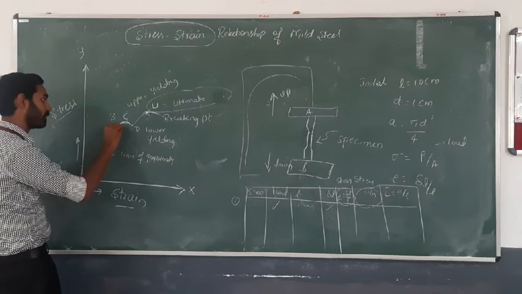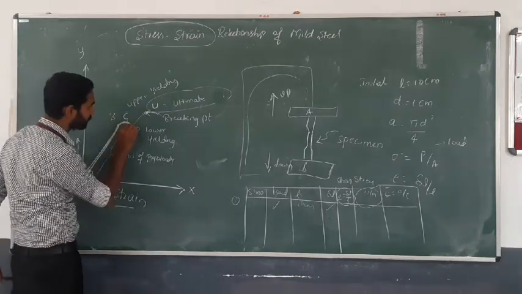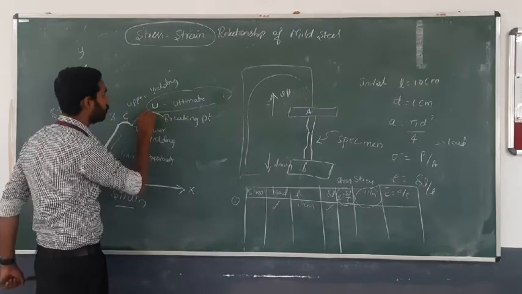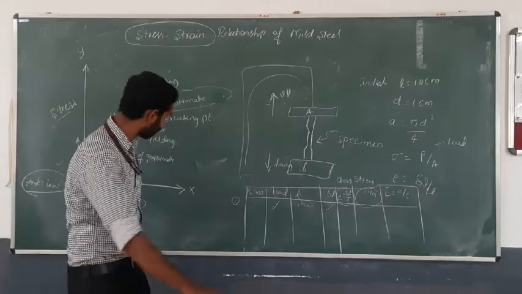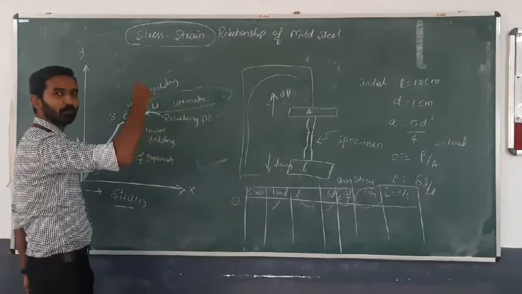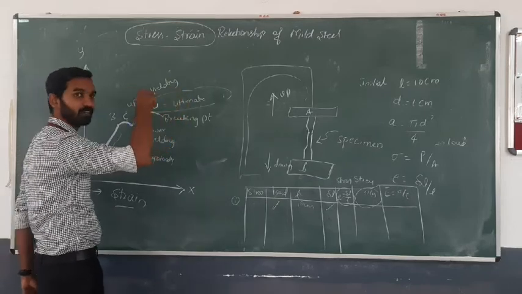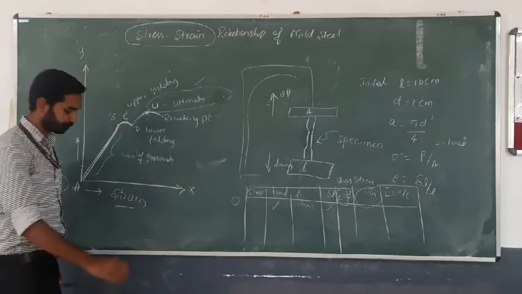Once again I am repeating: from A to B, proportionality limit, then B to C, upper yielding, C to D, lower yielding, and point U, ultimate stress, and the last one, breaking point. Ultimate is nothing but the maximum limit, the threshold limit. Beyond this point, the material will never take any loads. So that one is the ultimate point.